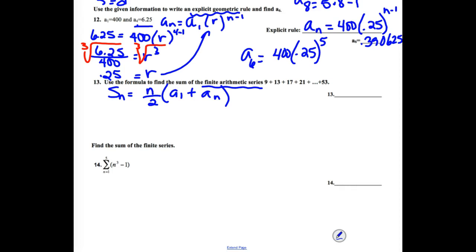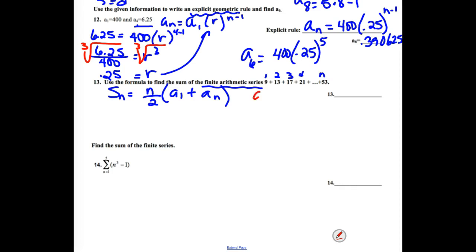We know the first term, second term, third term, fourth term, we're given those, but the dot, dot, dot doesn't allow me to count. So I don't know how many numbers are in that list. But I know that it's arithmetic, so I can work back and figure it out. Before we can plug things into our summation formula, we're going to have to find the n value.